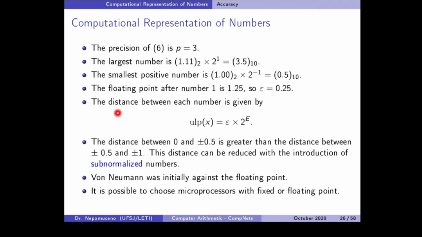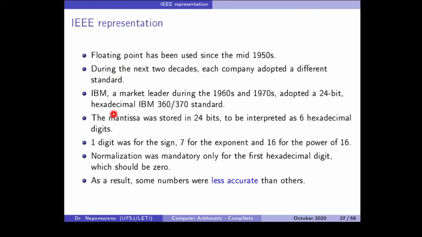Von Neumann was initially against floating point. It's possible to choose microprocessors with fixed or floating point to represent such numbers. Floating point has been used since the mid-1950s. During the next 2 decades, each company adopted a different standard. IBM, a market leader during the 60s and 70s, adopted a 24-bit hexadecimal standard in the IBM 360 and 370.